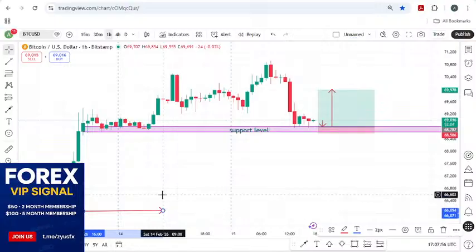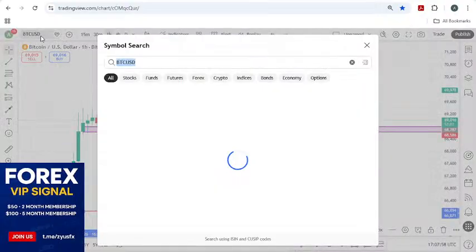So let's move on to the next pair, which will be the pound JPY. Pound JPY.